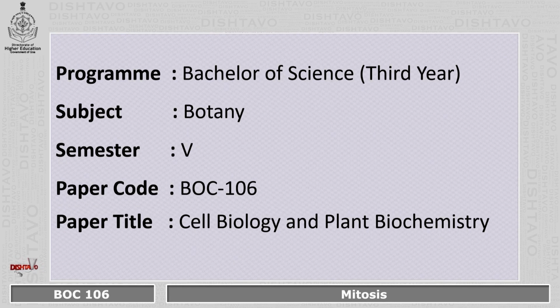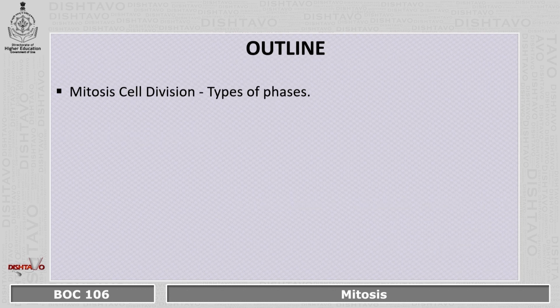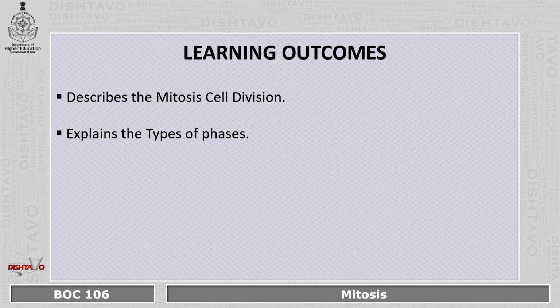This program is for TY BSc Botany students, Semester 5, paper code BOC 106. Title of the unit: Unit 3 Cell Division. Module name: Mitosis, Module number 27. Outline: Mitosis cell division, and you are going to learn the types of phases. Learning outcomes: describes the mitosis cell division, explains the types of phases.